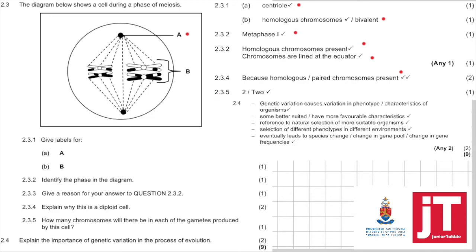And then 2.4. Explain the importance of genetic variation in the process of evolution. Genetic variation causes variation in the phenotype or characteristics of organisms. Some are better suited or have favorable characteristics, in reference to natural selection of more suitable organisms. The selection of different phenotypes in different environments eventually leads to species changing, or change in the gene pool or change in gene frequencies. Grade 12s, I would write this answer down and learn it.